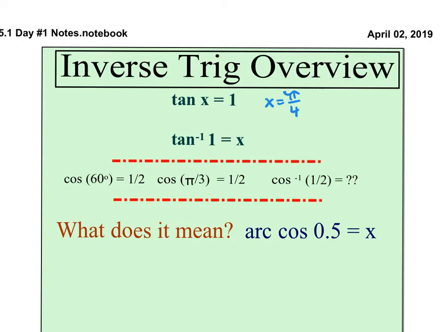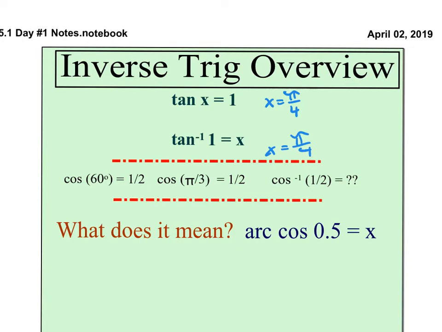Okay, so what we are going to be working with in this chapter is this notation. Inverse tangent of 1 equals x. It's saying kind of the same thing. What x value, when you take the tangent of it, what radian are you going to get 1? Same answer, still x equals pi over 4.